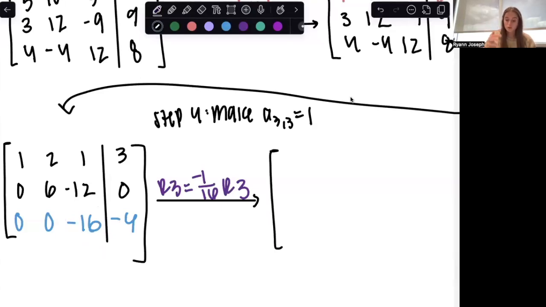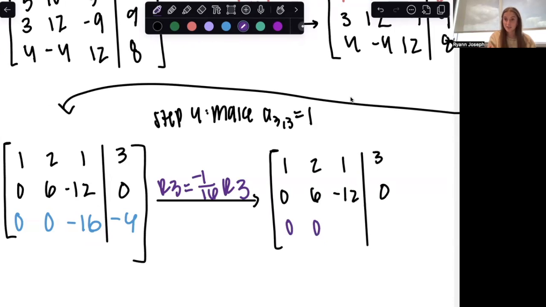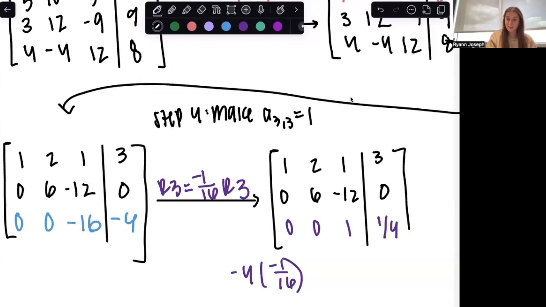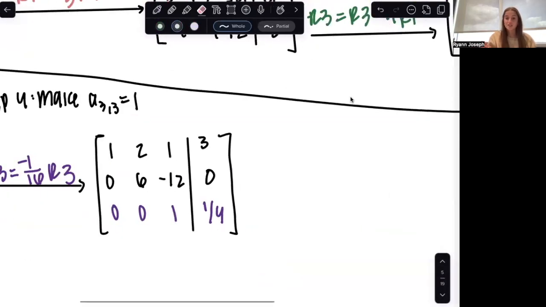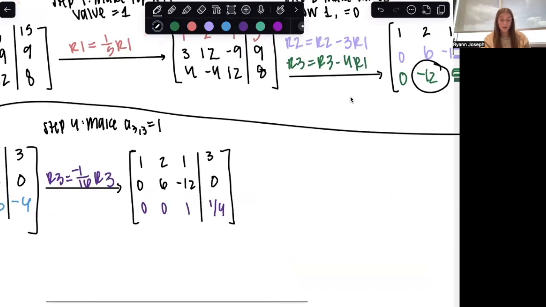So again, row 1 and row 2 don't change. I'm going to write those down first. So now row 3 is just dividing by negative 16. So 0 and 0 stay the same. Negative 16 times negative 1 over 16 is 1. And then negative 4 times negative 1 over 16 is 1/4. There can be fractions in these matrices. You're going to see fractions in these matrices. Fractions or decimals, dealer's choice. Okay, great. I'm looking great.